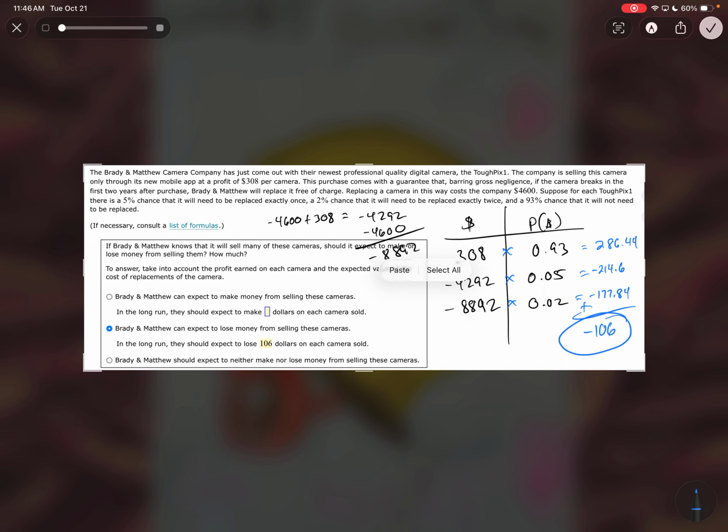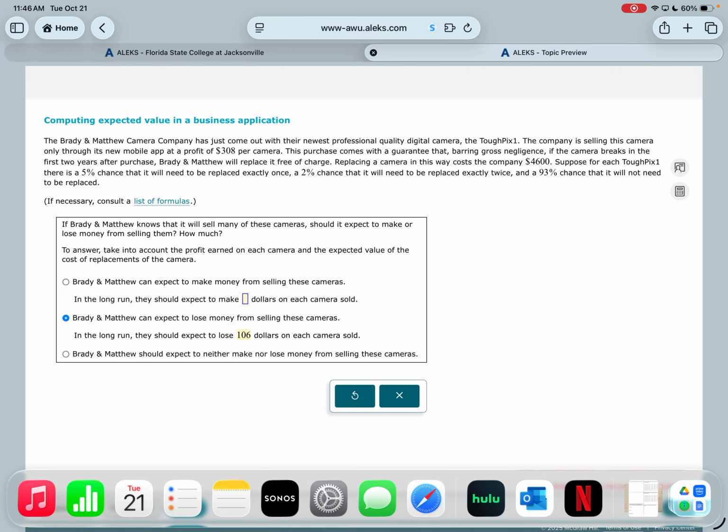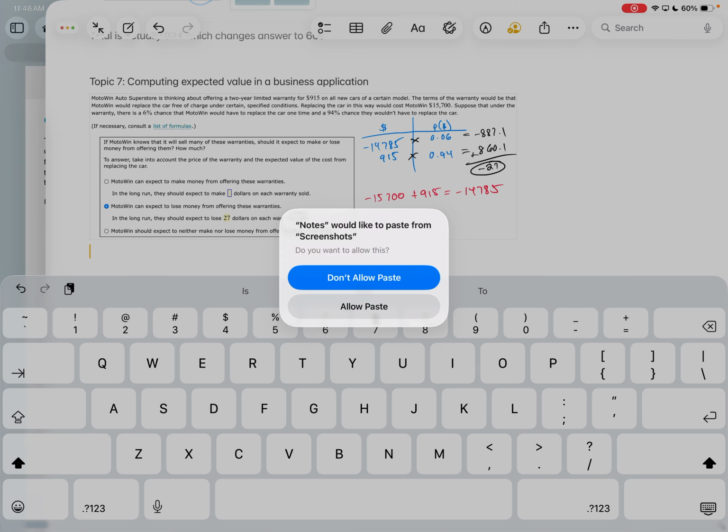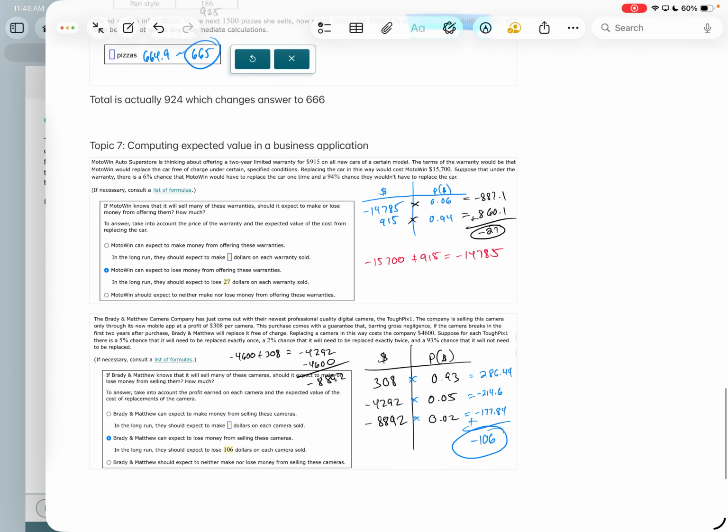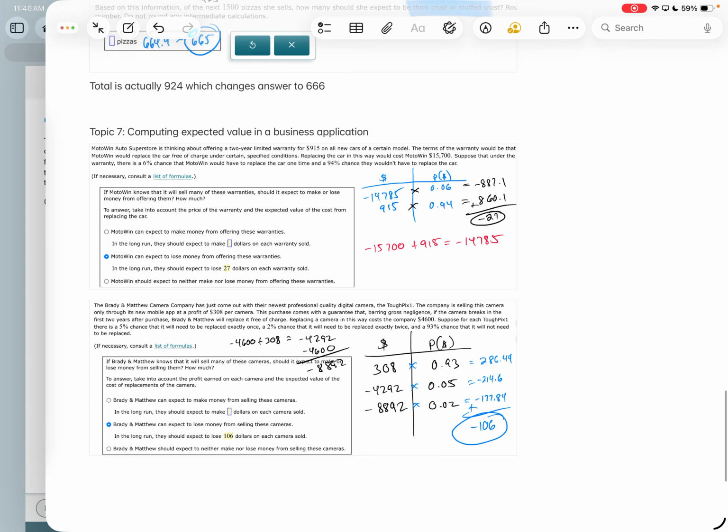So they would say we're only making $308 per camera. We need to make a little bit more so that we can make sure that we are making money on this product. That's the hard part of that one because you do have to do it twice, but you would do it the same way as the other one. You make $308 and you lose $4,600 for the first warranty, and you lose another $4,600 for the second warranty. Okay, so you have to set up those charts and then you multiply the rows and add them up.